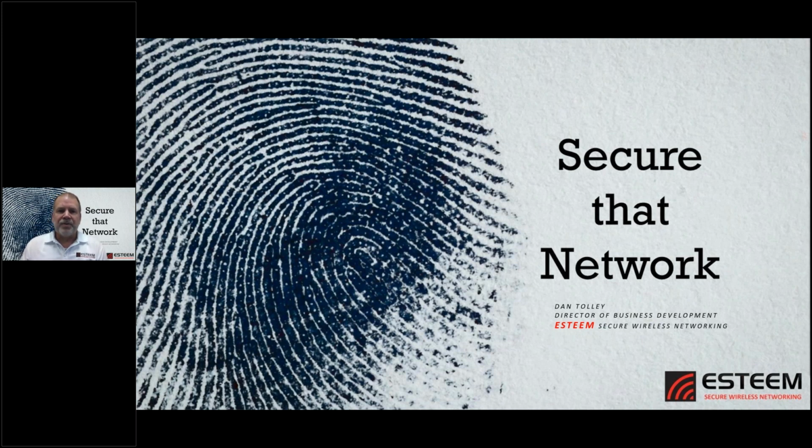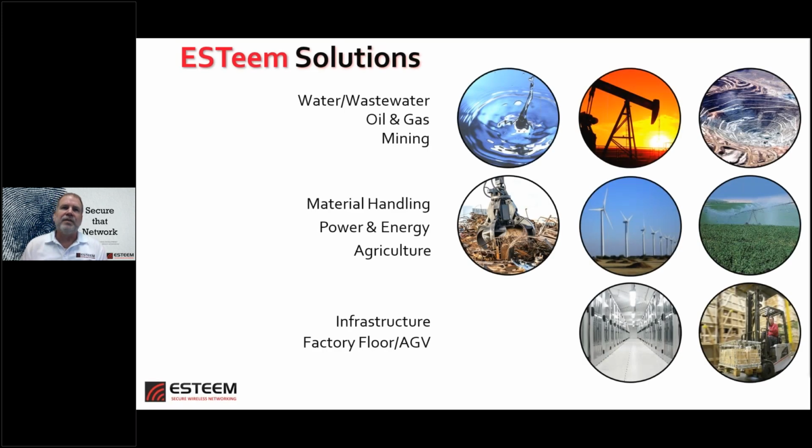As we start talking about this, really what we want to look at is, for Esteem, where we are involved is within industrial automation. So we're very heavy into water and wastewater, oil and gas, mining, material handling, power and energy, agriculture, infrastructure, factory floor automation. Within this, security is, as you can imagine, paramount, especially as this becomes a critical component within these networks that we've talked about. Making sure that data is private and secure is a very important aspect.